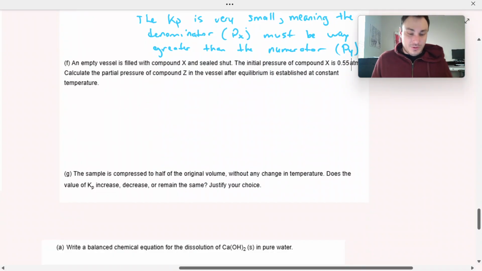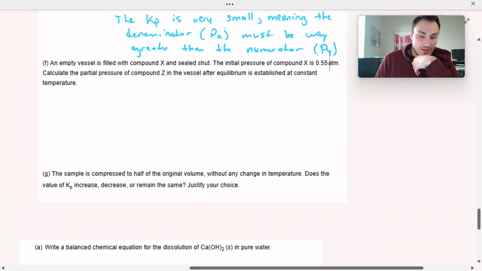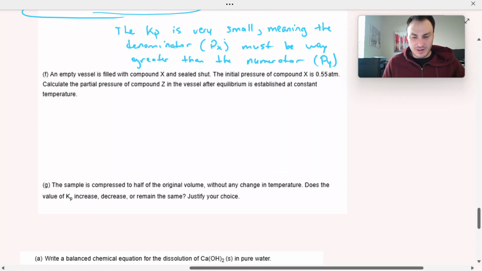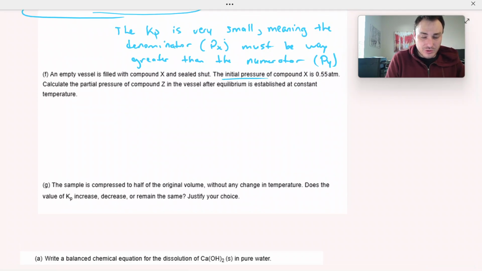An empty vessel is filled with compound X and sealed shut. The initial pressure of compound X is 0.55 atm. Calculate the partial pressure of compound Z in the vessel after the equilibrium is established and held at a constant temperature. All right, so we're given an initial pressure, and we're trying to find the equilibrium pressures. So this is going to be a RICE table, RICE.